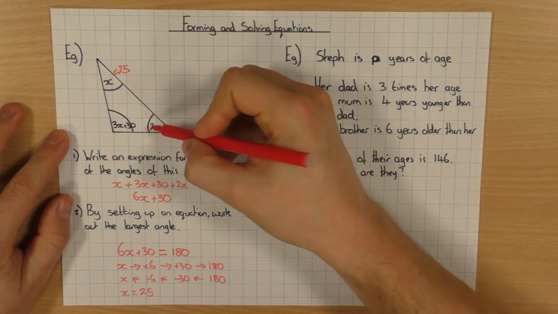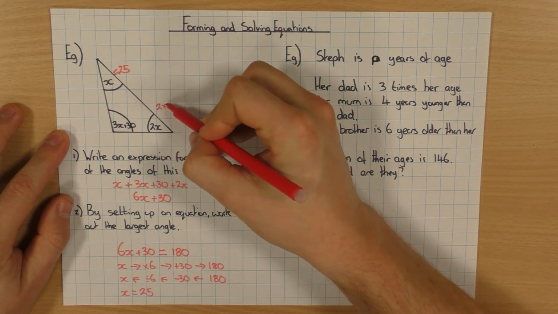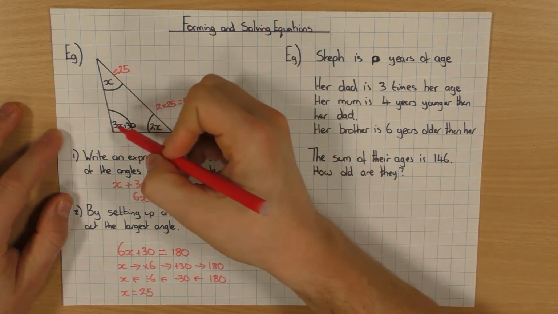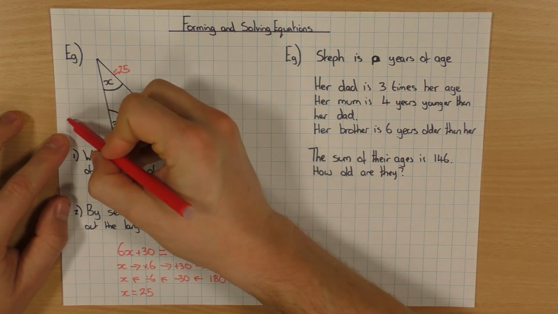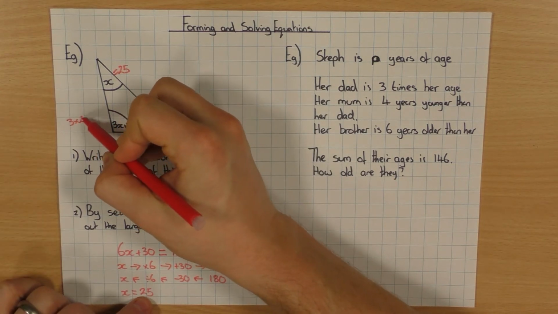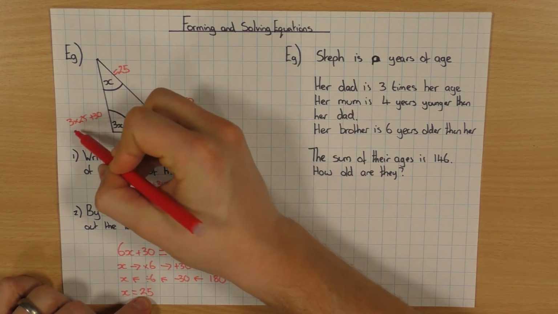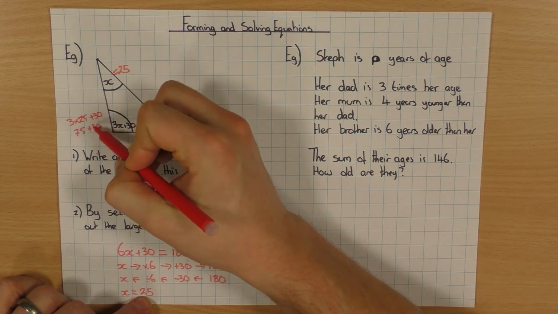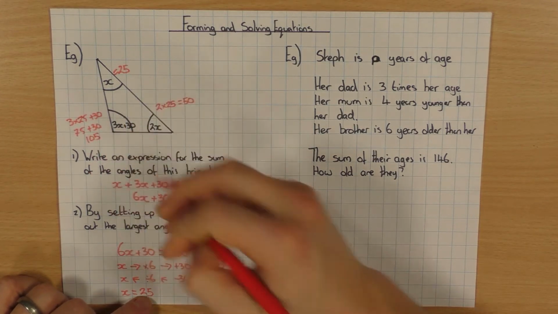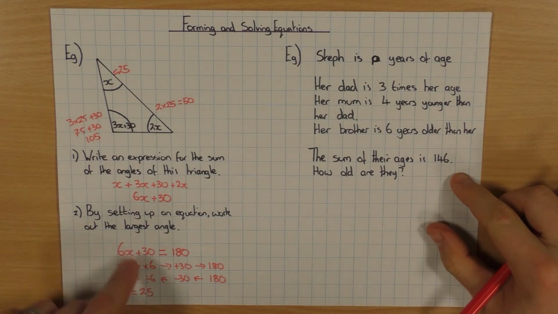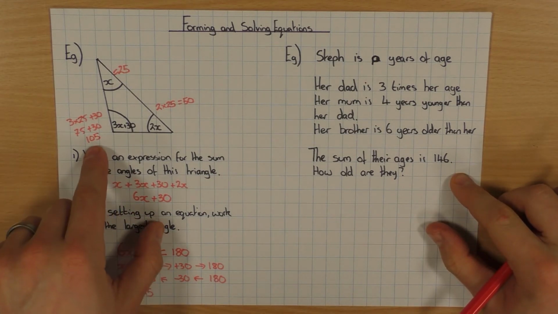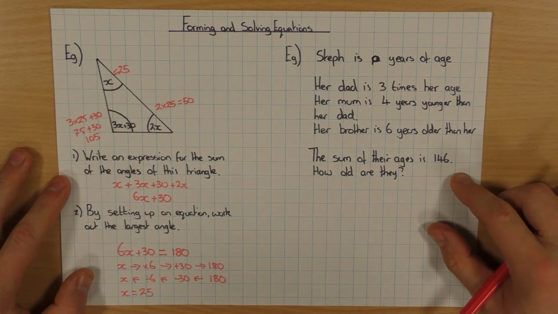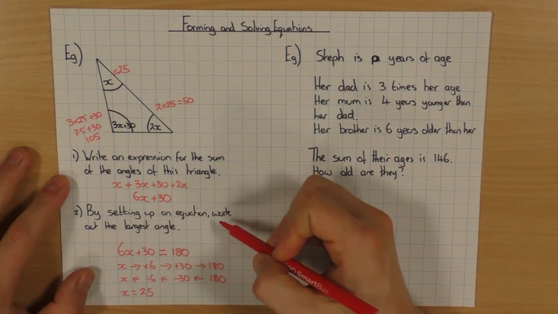That one's just 25. 2 times x, so 2 times 25 gives me 50. And then 3x plus 30, so 3 times x, well, x was 25, plus 30, so make sure you do a bit of mental maths here. 3 times 25 is 75, plus 30, which is 105. And then you can check that your value for x is actually correct, because if you add 105, 50 and 25, it should equal 180. If it doesn't, you've made a mistake. So of course, work out the largest angle.